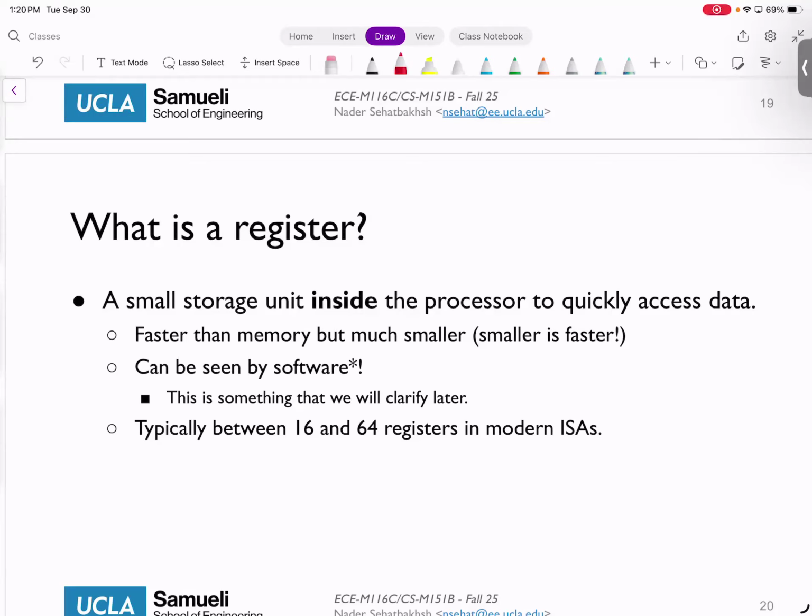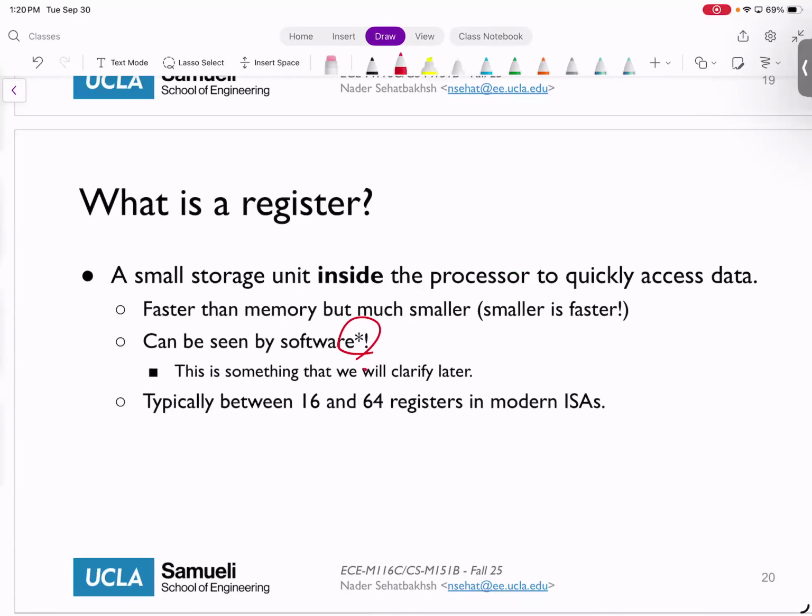The register file is very small but very fast, and can technically be seen by the software, which means I can say I want to write to X1 versus X2 or X3. I can pick the registers that I want. The reason that I have this asterisk here is that there is a difference between what we call architectural and hardware registers. Some registers are actually not seen by the programmer, but generally registers can be seen by the programmer. Typically, we have somewhere between 16 to 64 registers. We cannot really go beyond that because it's very, very expensive, okay?